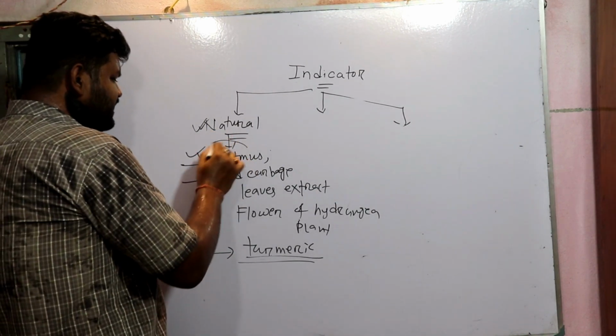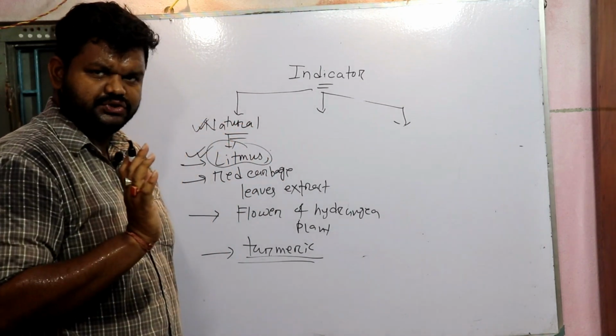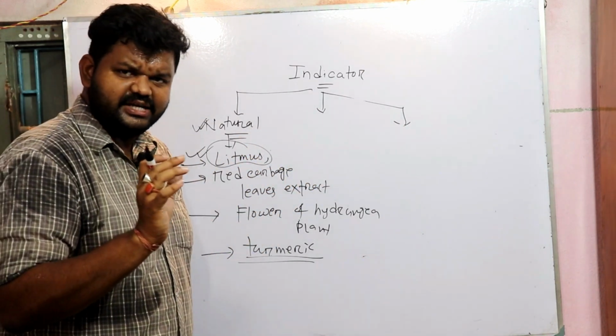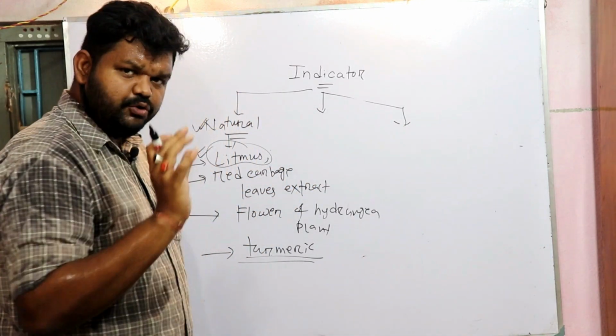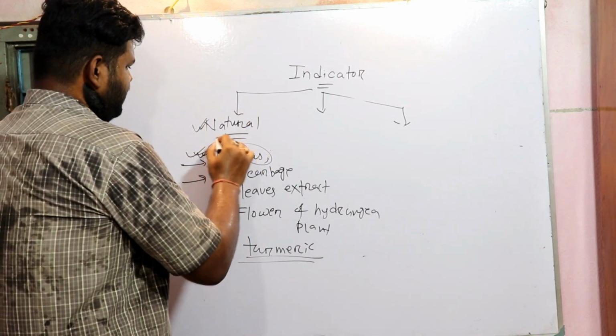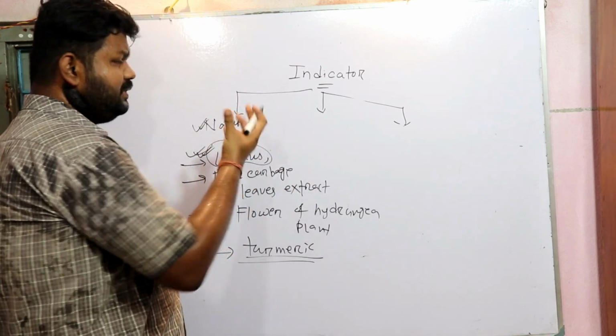These are the indicators which we can obtain from natural sources. We don't have to carry out any chemical reaction or use the laboratory to get them; we definitely get these indicators from natural resources.